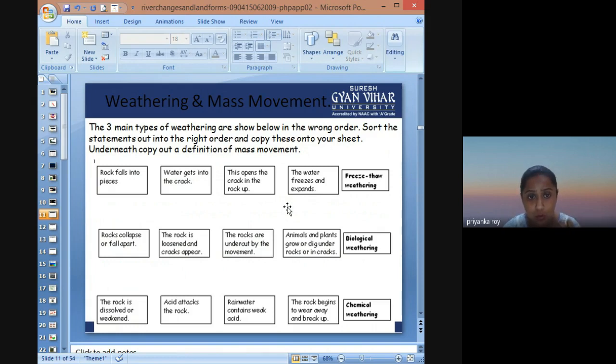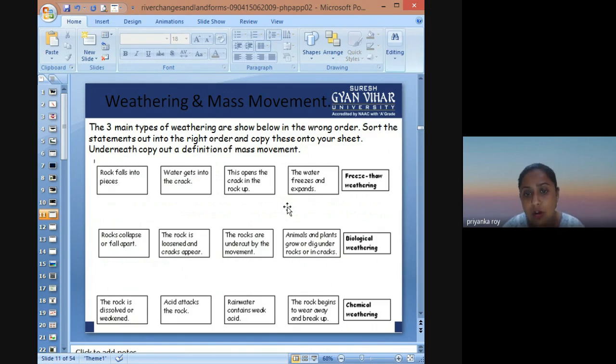Then there are biological agents of weathering, where the rock collapses or falls apart. It loosens and cracks appear on it, caused by the movement of animals or plants growing into these crevices, or digging under the rock. Animals can dig into it or try to break it, and plants growing from the crevices and widening the cracks can also be part of weathering.